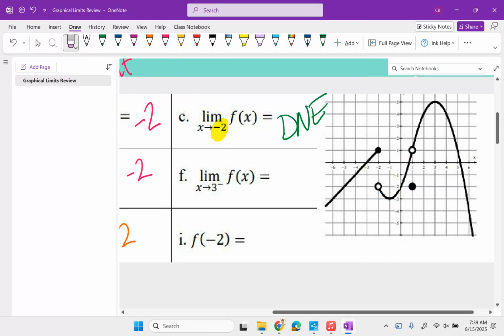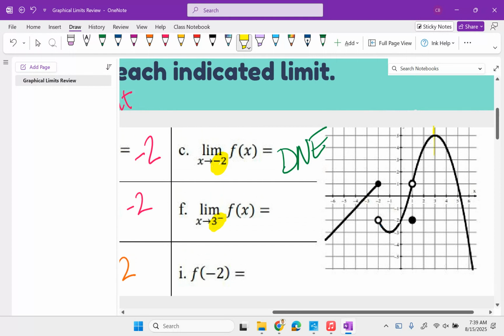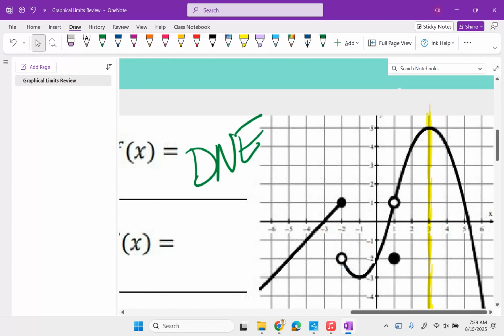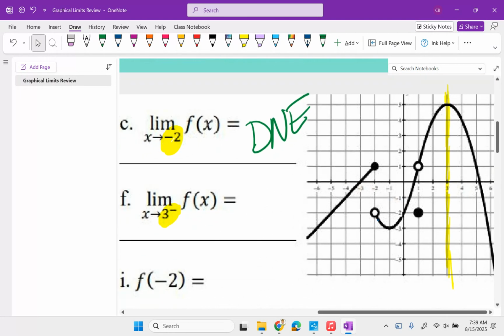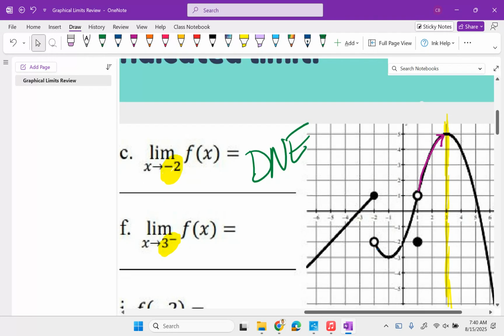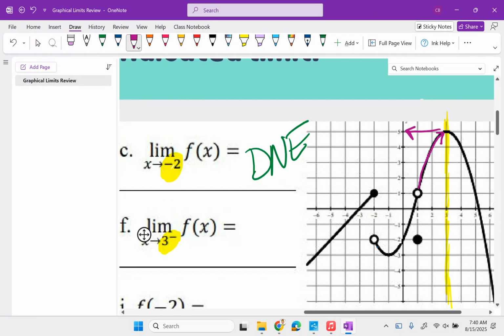So what's this next one asking us to do? X approaches 3 from the left. So I need x equals 3, so I'm going to highlight x equals 3, which is this one here. Am I right about that? My eyes are getting old, so I can't see it half the time. Let's see. I'm coming at it from the left. So the left side here, what y value am I approaching? 5.